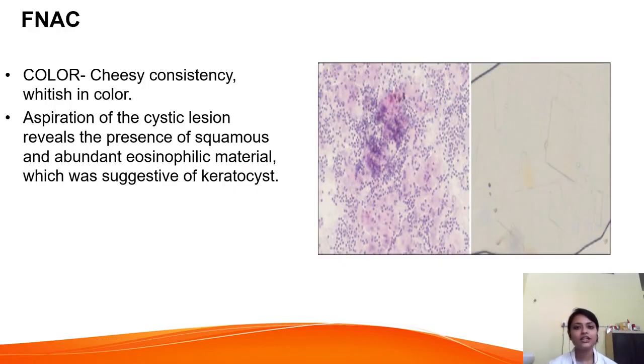FNAC, as I told, the color will be whitish with a cheesy consistency, which resembles keratin debris. Now, if we aspirate the cystic lesion and look at the cytology, we will find squamous cells and abundant eosinophilic material, which will support the diagnosis. It is like OKC. But still, the H&E, hematoxylin and eosin stained section, is needed to confirm the diagnosis.